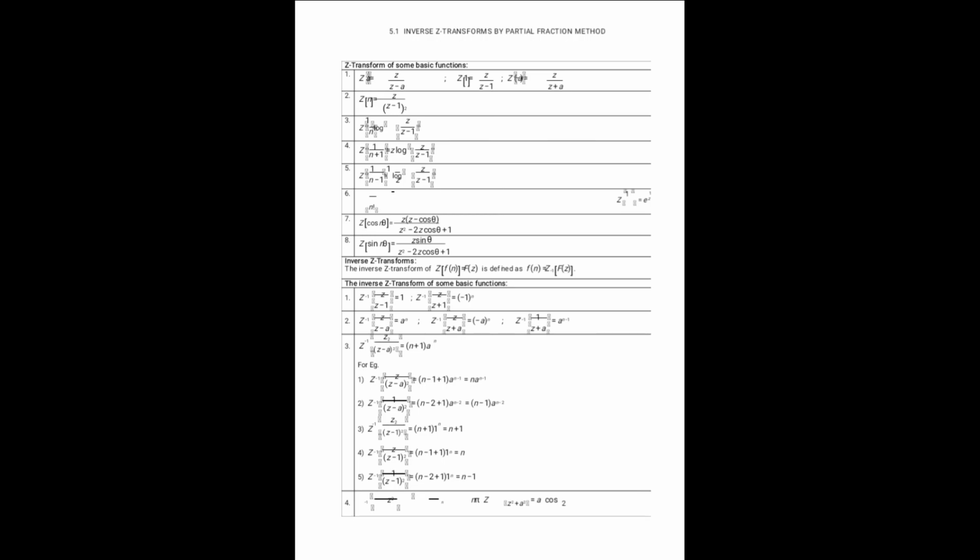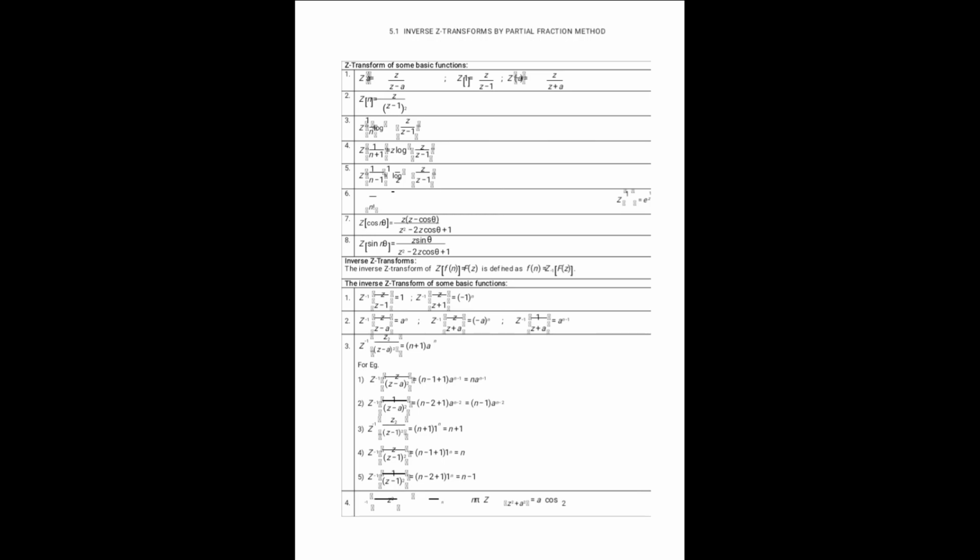Z of a^n is equal to Z by Z minus a. Z of 1 is equal to Z by Z minus 1. Z of n is equal to Z by (Z minus 1) the whole square. Z of cos nθ is Z(Z minus cos θ) by Z square minus 2Z cos θ plus 1. Z of sin nθ is equal to Z sin θ by Z square minus 2Z cos θ plus 1.